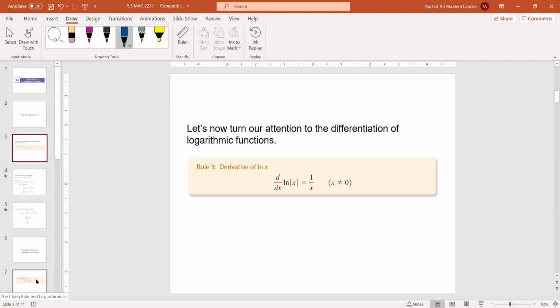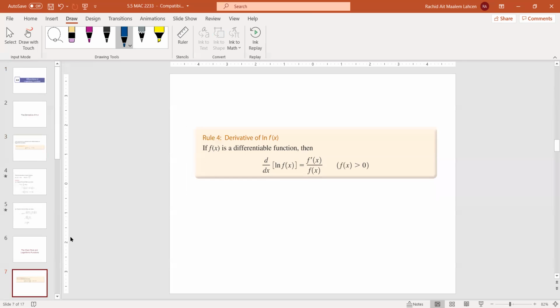And let's just show you the other form, which is rule number 4. Now, if you have not x, you have f of x. So you remember when we use a chain rule, when it's not that basic form. So if you don't have x, you have f of x, then you will carry it by doing f prime of x, which is the derivative of the inside, divided by f of x, which is the inside function. And f of x needs to be strictly positive.